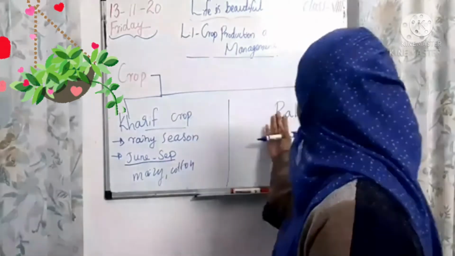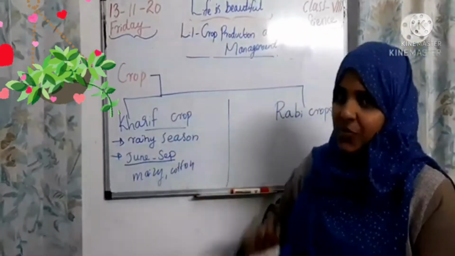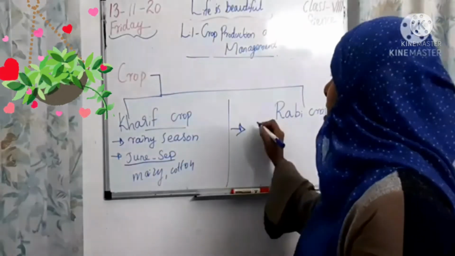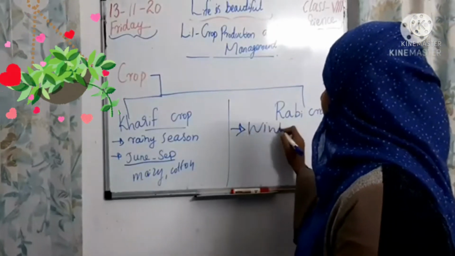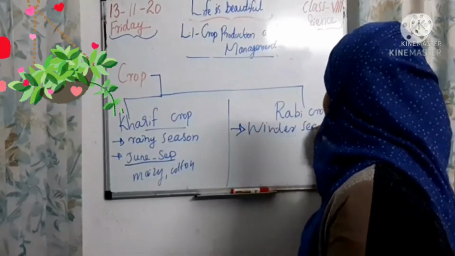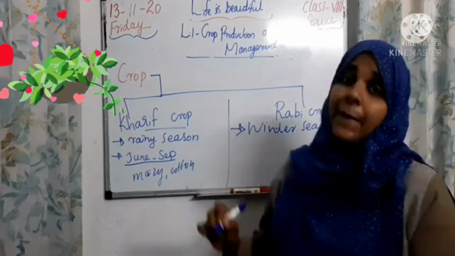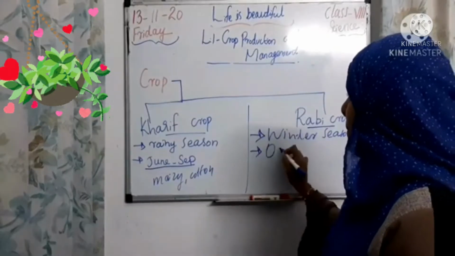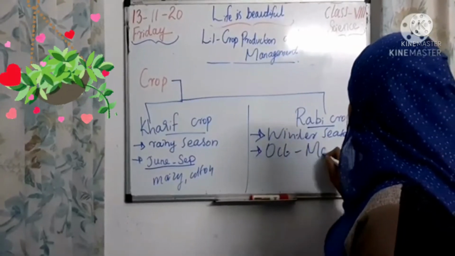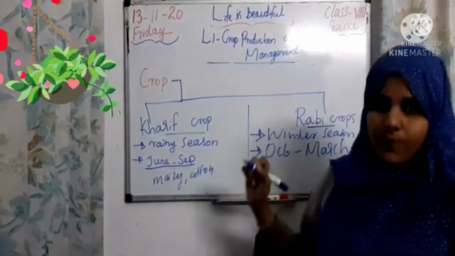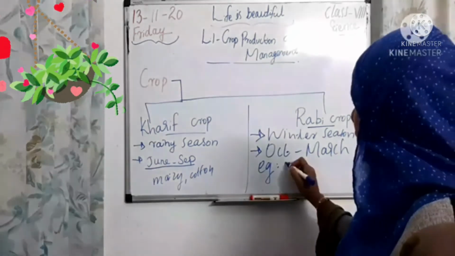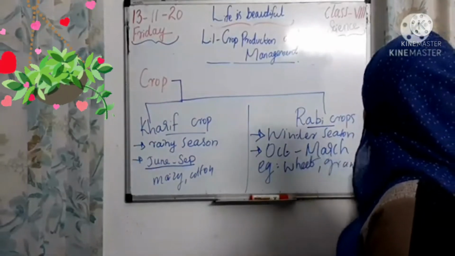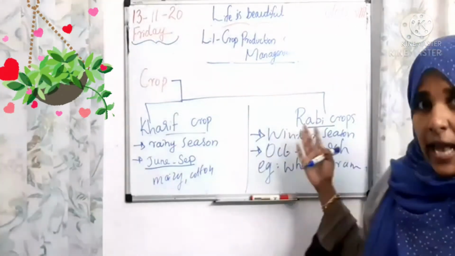Then the next is the rabi crop. We can check the difference. In rabi crops, seeds are sown in the winter season. That is, in winter season we select for doing rabi crops. We select the months October to March for these rabi crops. Examples of rabi crops are wheat and gram. These are cultivated as rabi crops.